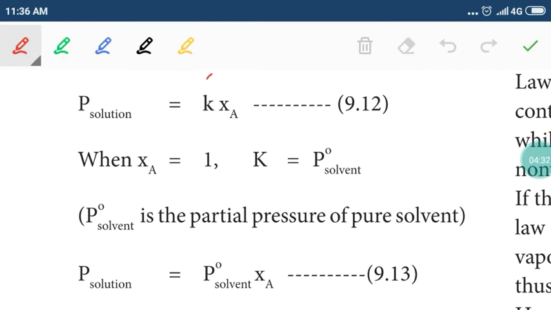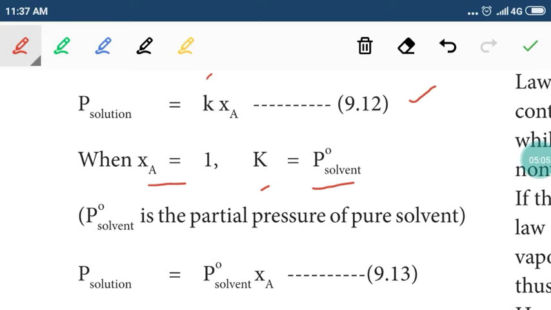The solvent will be in larger quantity, so the XA value will be 1. The mole fraction of solvent can be considered as 1 because it is in larger quantity. So substitute the value 1 in equation 9.12. What will be the K value? The K value is equal to the partial pressure of pure solvent, because the solute is non-volatile in nature. The partial pressure of the solution is nothing but that of the solvent. So the partial pressure of the solution is rearranged as what? The partial pressure of pure solvent.